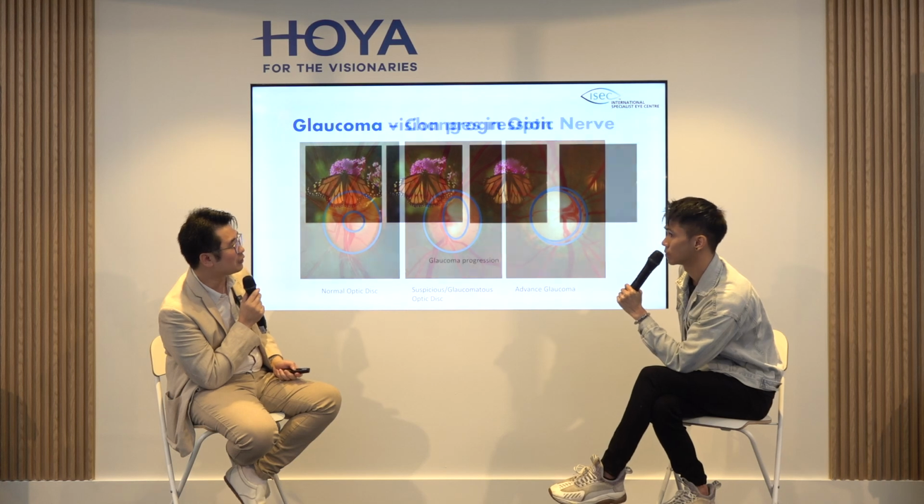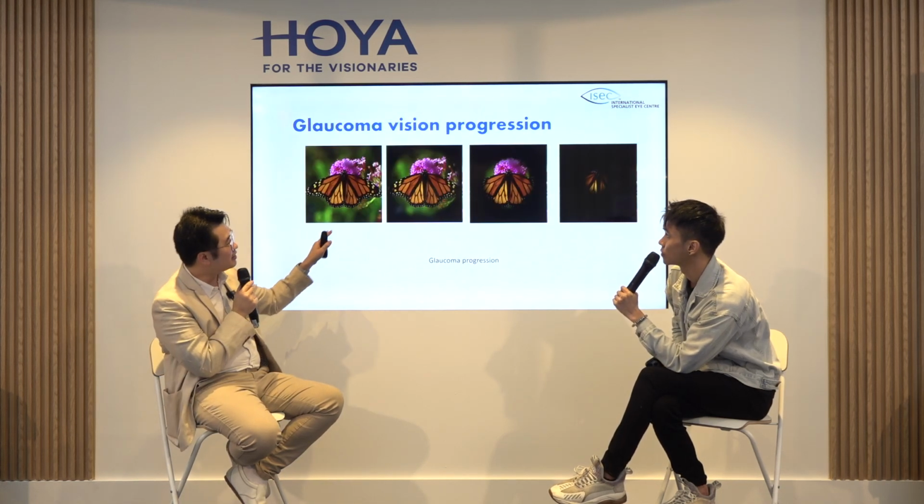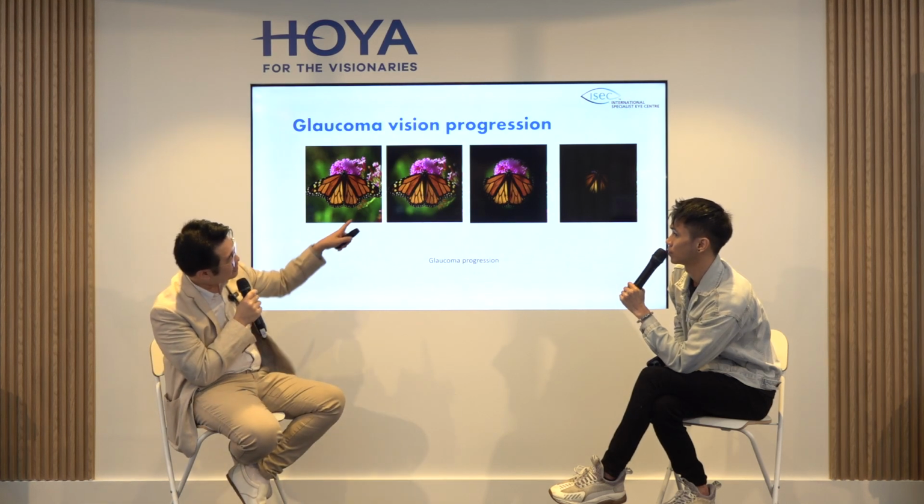Normally when you see things, everything is clear. But with glaucoma, it starts from the side. You will not have some vision at the side. It starts to be blurry, blurry, blurry, and finally you just have your center vision left. This is a very slow progress, but by the time you know it, it's already too late.